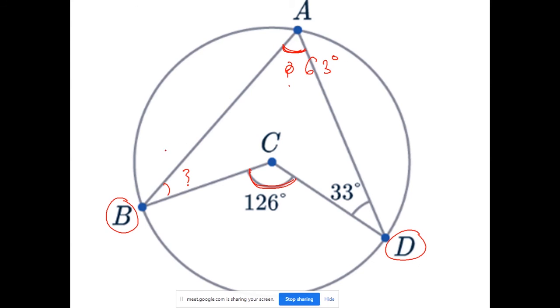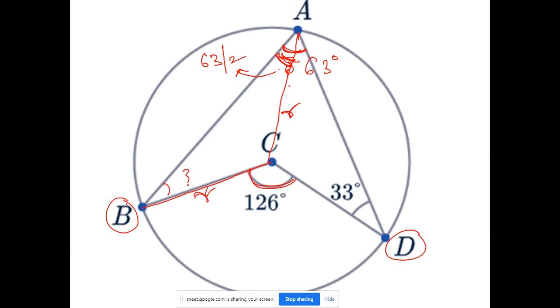Okay, now how do we figure out B? Let's do one thing. BC is equal to the radius, right? Let's connect A and C. This is also equal to the radius. Now, how much would this angle be equal to? This would be equal to half of 63. 63 by 2, 31.5, right?